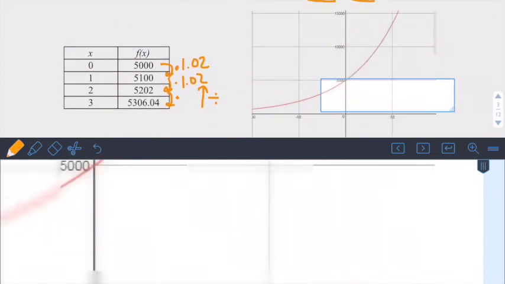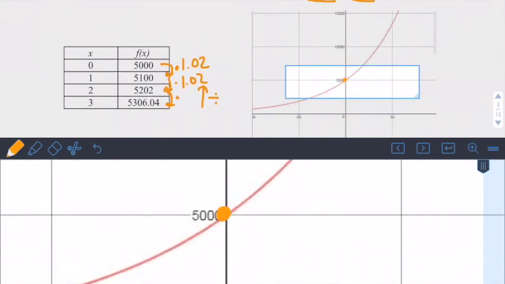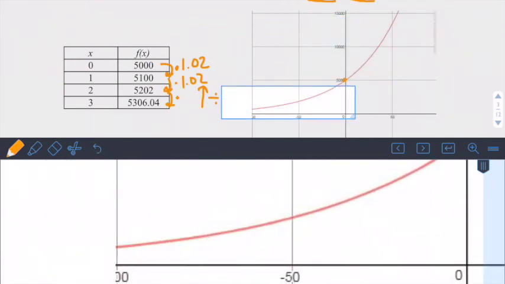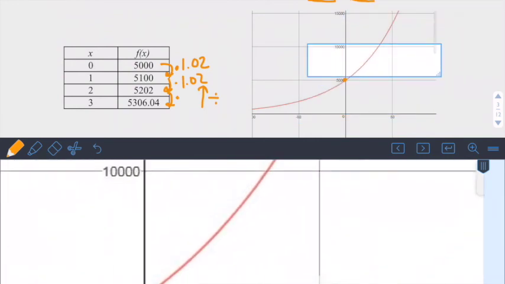And you can see what this equation is going to look like. You see at x equals 0, we have 5,000. And we're going to get that exponential shape that we had from the other ones. Okay, it's a little hard to see because of the scale that I used, but you'll see that it's increasing exponentially.